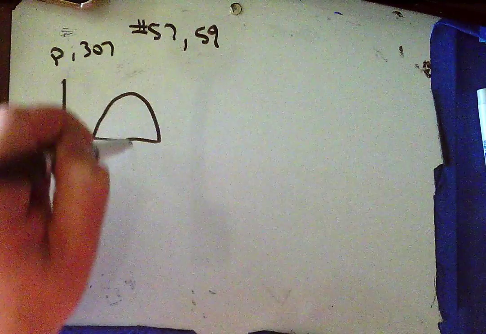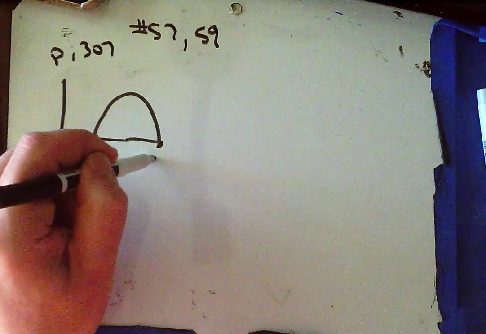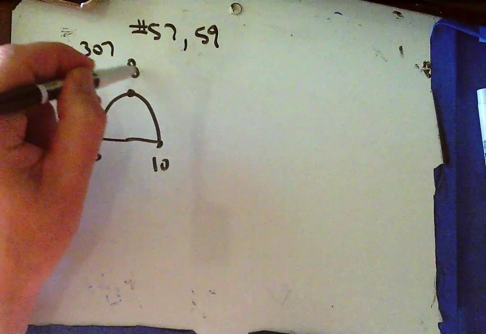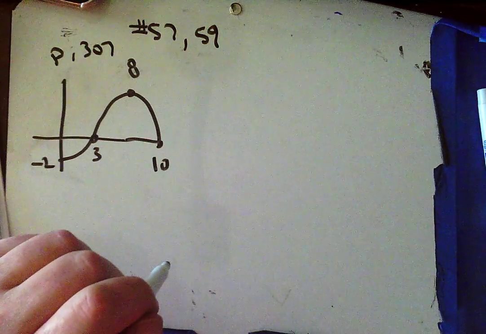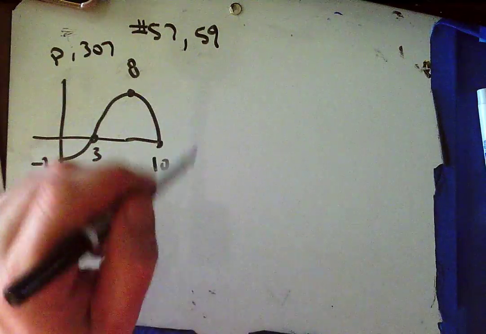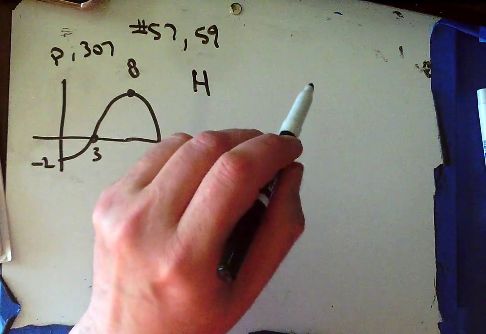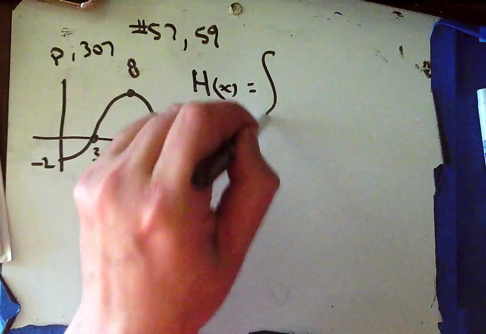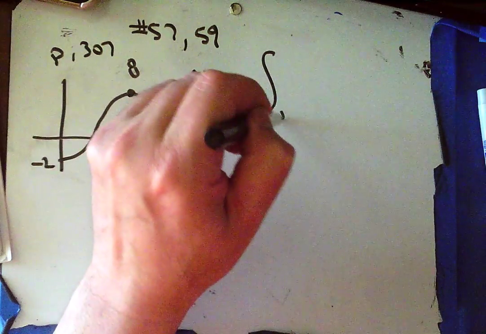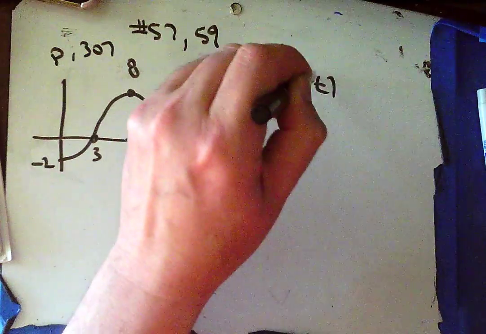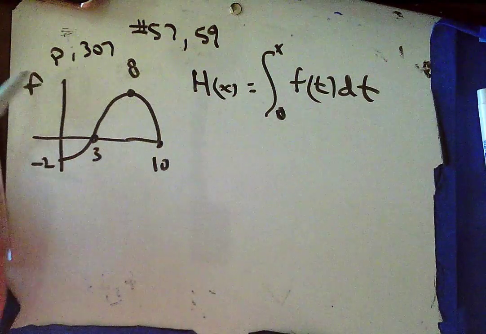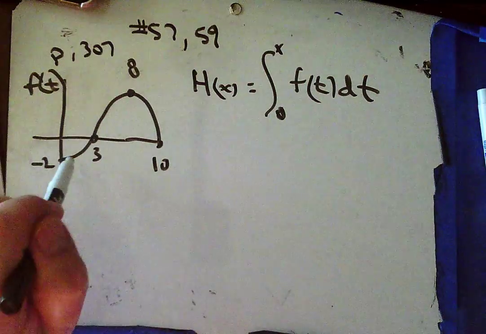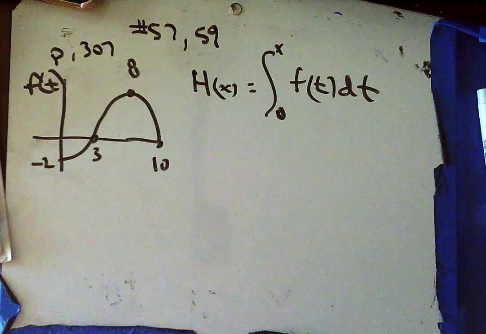Okay, so 57 comes with a picture. The picture goes like that. And then this is -2. This is 3. This is 10. And this is occurring at x equals 8. And what are we told? Oh, we're told that there's this function called h, which is a function of x, and that's equal to the integral from 0 to x of f of t dt. This is f of t. So if I integrate this curve, I get h.